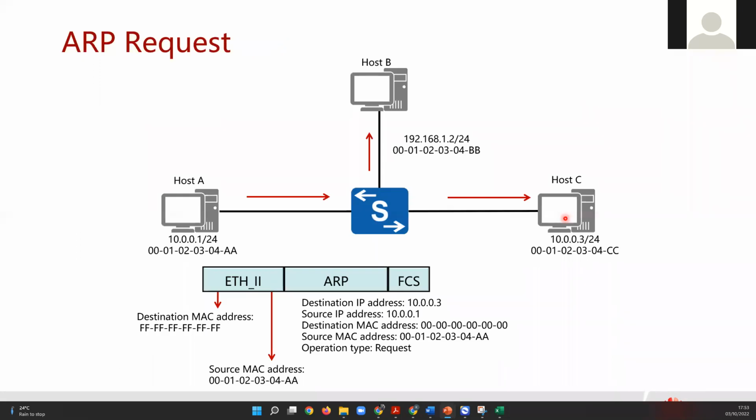Okay, it does that. So once it does that, what happens? You can see that the ARP cache does not contain the MAC address for host C. What is the MAC address for host C? It is 04CC.